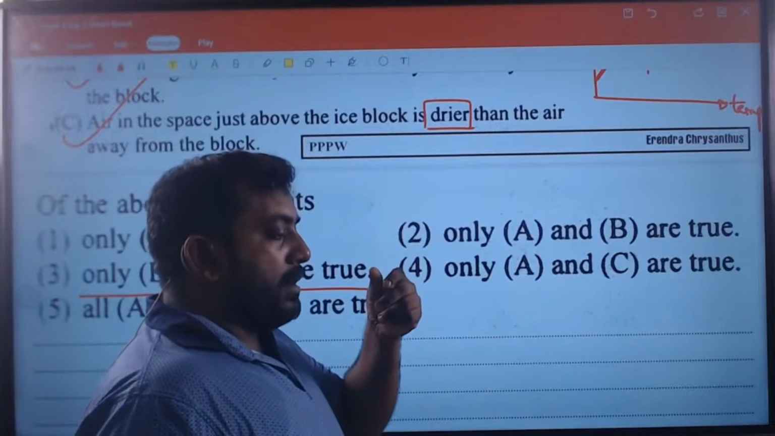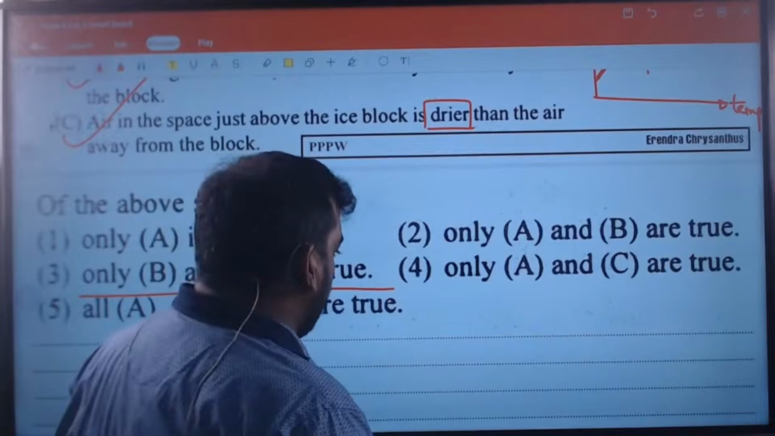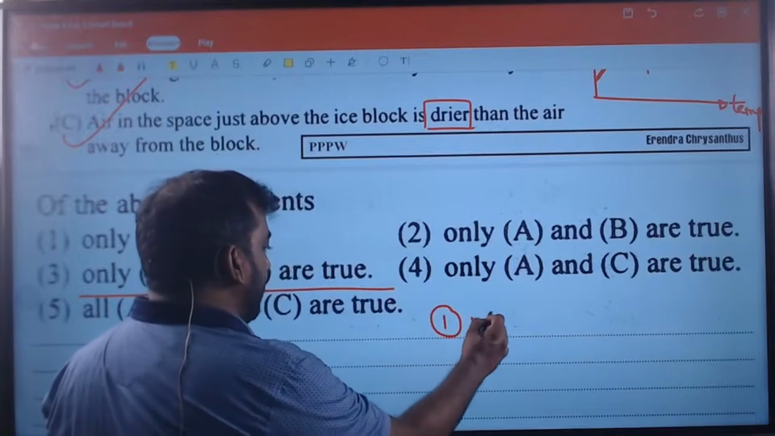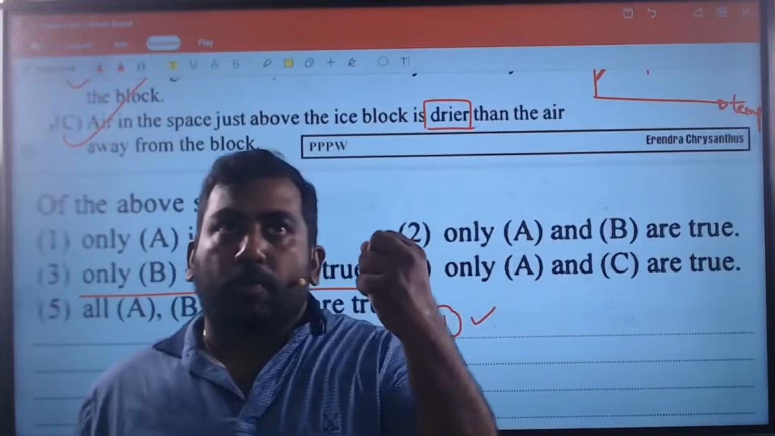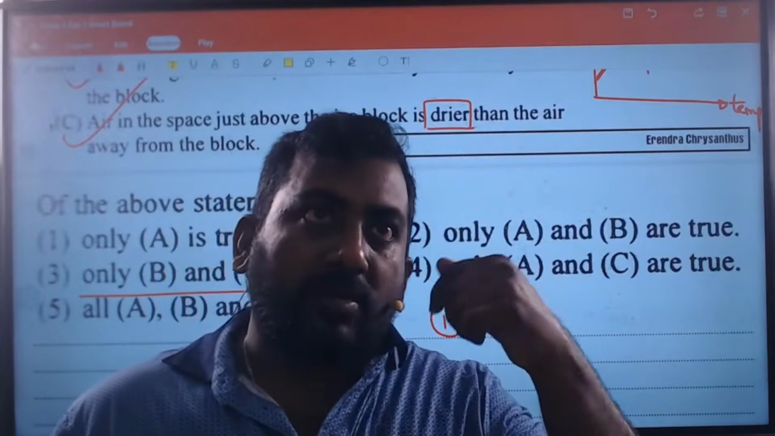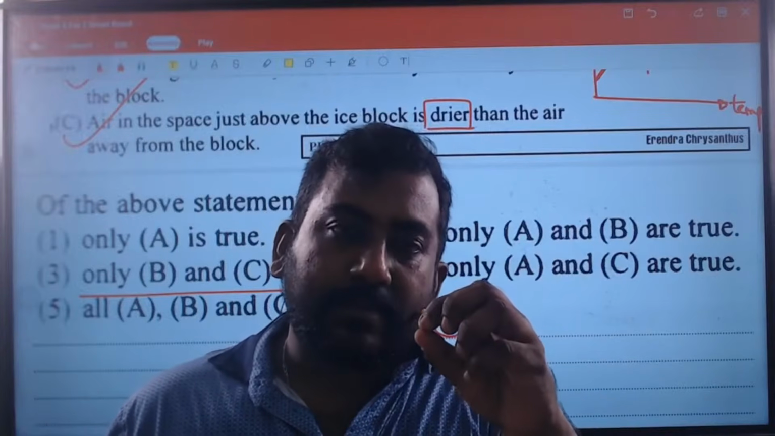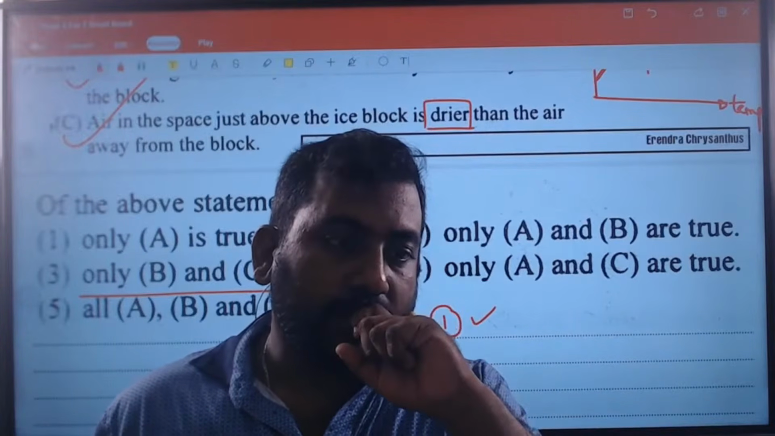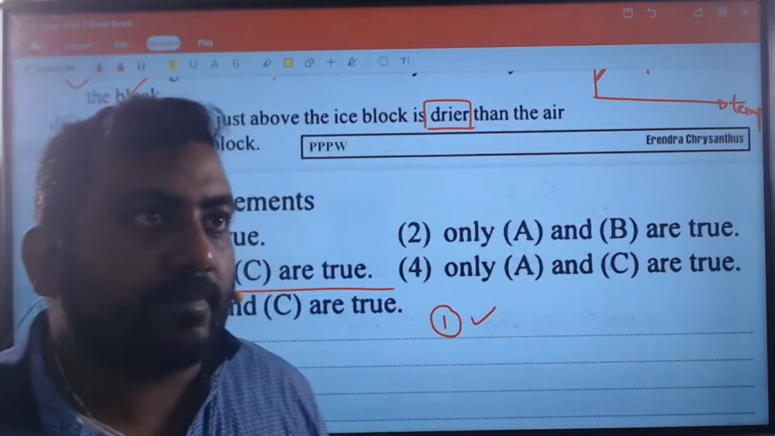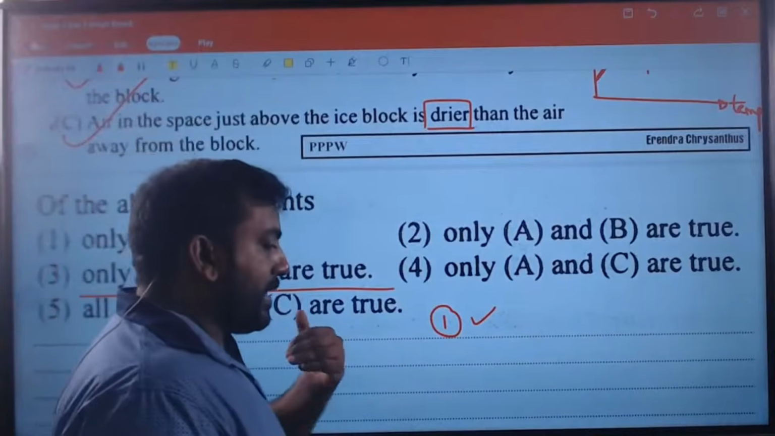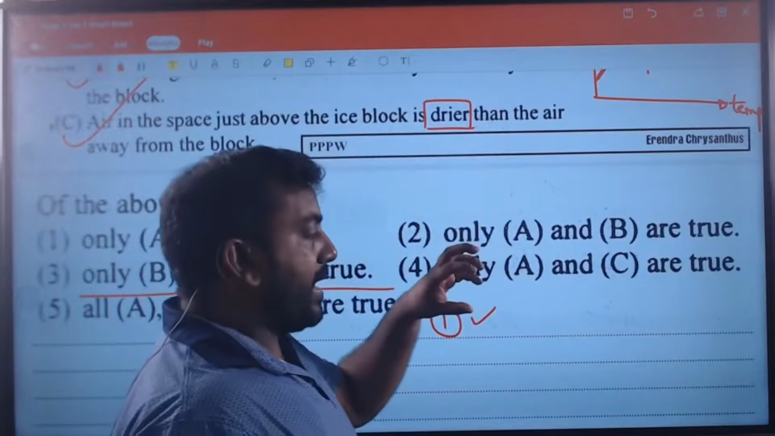The temperature above the ice block is close to 0 degrees Celsius. This means it's below the dew point temperature. Temperature above the ice block is below 0 degrees Celsius. This means it is lower than the dew point temperature.